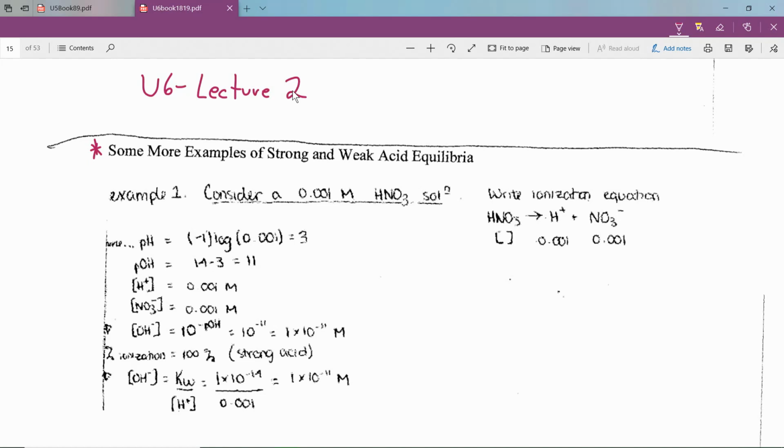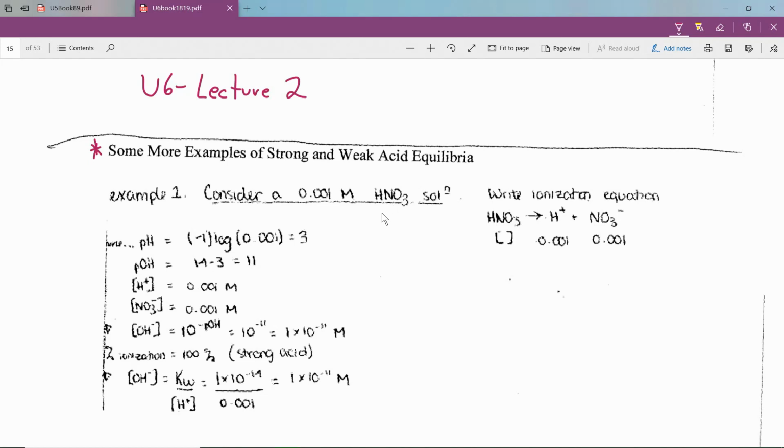Remember, there's only 6 strong acids. All the other 1,000 acids that you may come across, 10,000 even, are going to be weak. So if you're going to memorize any acids, memorize the strong ones because there's only 6. And nitric acid is one of them, and that's used in this first example.